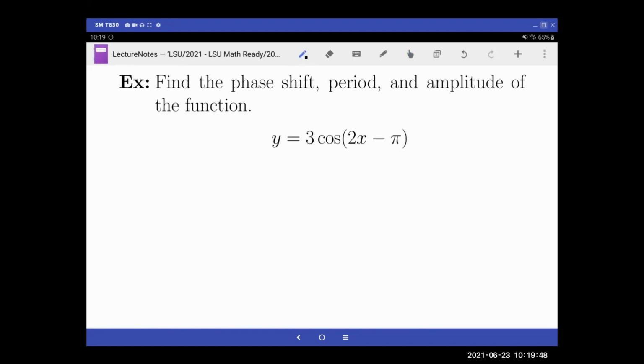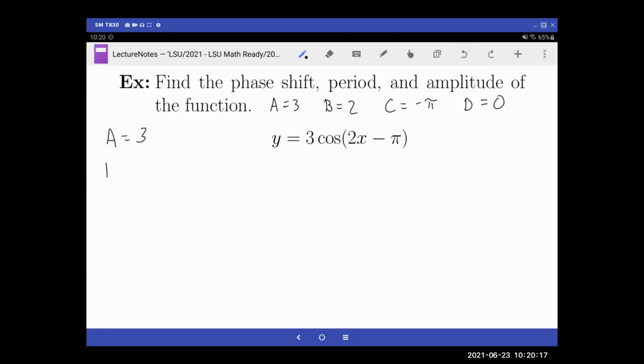Here we want to find the phase shift, the period, and the amplitude of the function. I like to do amplitude first because it's pretty easy. The amplitude is going to be 3. A is 3. B is the number in front of x, 2. C is what comes after x, which would be negative pi. D is 0 because we still have nothing added on the end here. Okay, and so that's my amplitude.